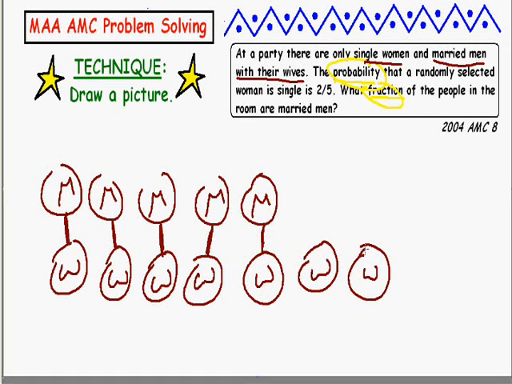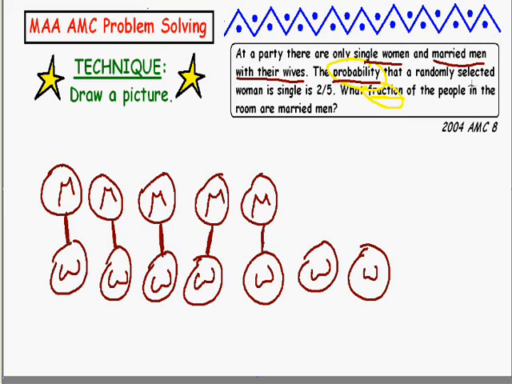Alright, there's a picture that seems to be more relevant to the problem. I've got married men and their wives and some single women. I'm rereading the question again because I don't know what else to do. I'll make my picture look better by actually making it look neater. I'm not very good at being neat, I'm sorry. The probability that a randomly selected woman is single is 2 out of 5, 2/5.